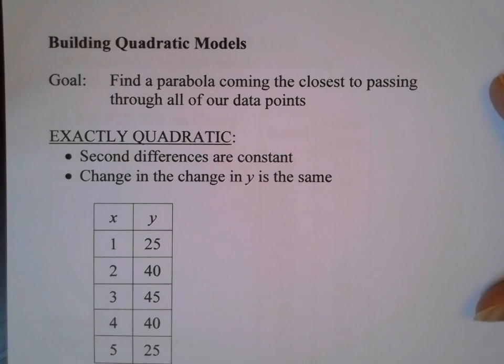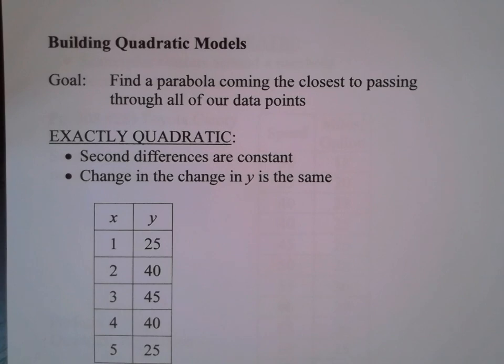We have already talked about building linear models where we looked at the pattern in the table. We had a consistent change in x that produced a consistent change in y. Okay, and there's a different kind of pattern for a quadratic, and it's kind of interesting. So we're going to treat this sort of like we did when we looked at a data set and tried to fit an equation for a line to that data set.